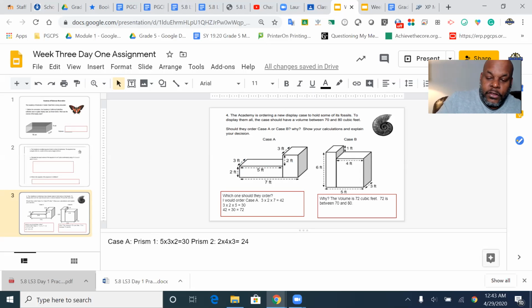All right. So you have a total of Prism 1 plus Prism 2 equals 30 plus 24 equals 54. All right, let's look at case B.